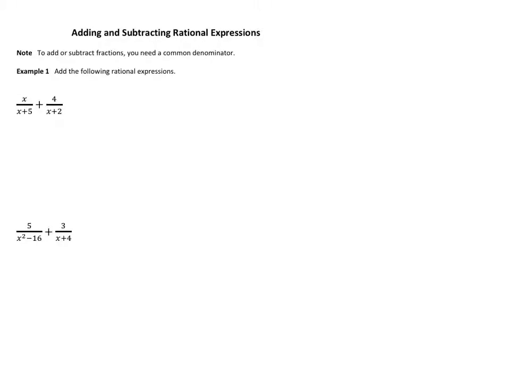To add or subtract rational expressions, we're going to need a common denominator. An example where we're going to focus on adding instead of subtracting. But the goal is, for this very first problem, what is the common denominator if our two denominators are x plus 5 and x plus 2? The question to ask is, are there any common factors between those two denominators?